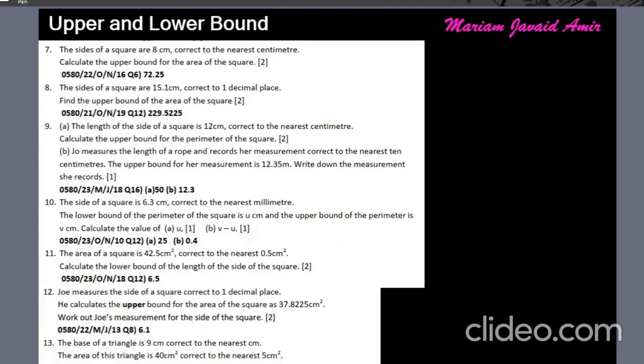Question 11. The area of a square is 42.5 centimeters square, correct to the nearest 0.5 centimeters square. Calculate the lower bound of the length of the side of the square.